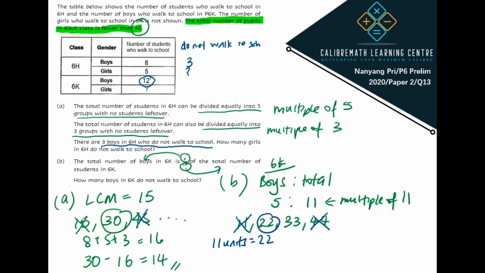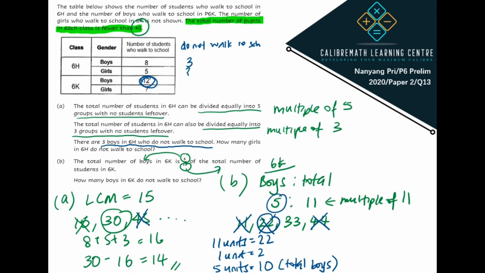Let's try out for 22 first. We'll find out that 1 unit is 2. And then we know that the number of boys is 5, so we can go ahead and find 5 units. That makes 10. And note that this 10 refers to the total boys in 6K. And again, this is not possible because the number of students who walk to school is already 12, which is more than 10. So the total number of boys can't be just 10. So that's why 22 is not a possible answer.